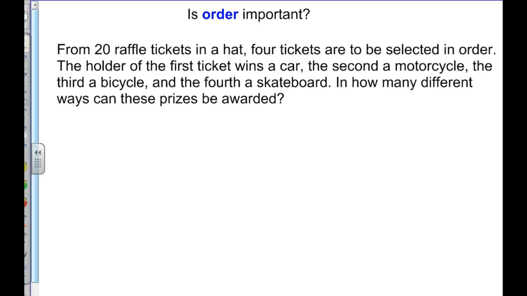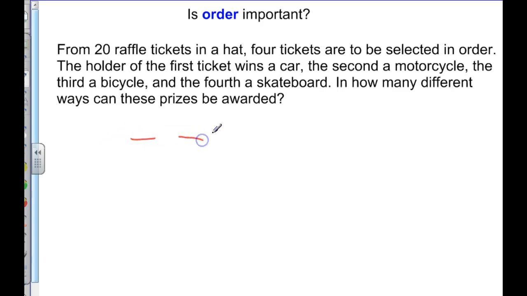The question behind the question is, is order important? That's really what you're asking. For 20 raffle tickets in a hat, 4 tickets are to be selected in order. The holder of the first ticket wins a car, the second a motorcycle, the third a bicycle, and the fourth a skateboard. How many different ways can these prizes be awarded? Is order important? Order is important. So if order is important, you can do this problem 2 different ways, the slot method or using a permutation like nPr. So let's try it the slot method way.